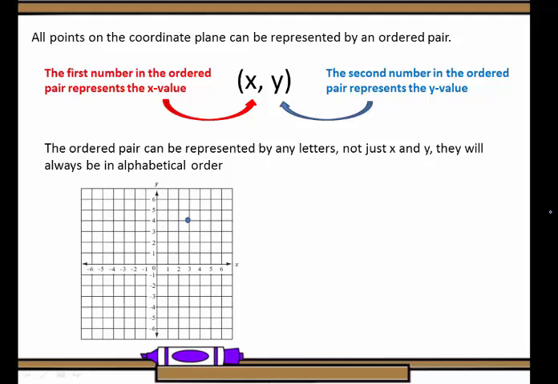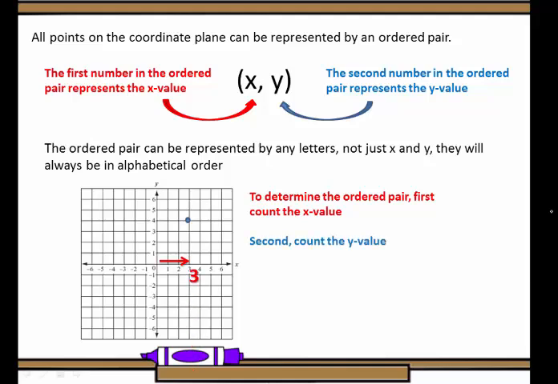So for naming a point, we count the x value first, 3, and then we count the y value, 4, and so the ordered pair is (3, 4).